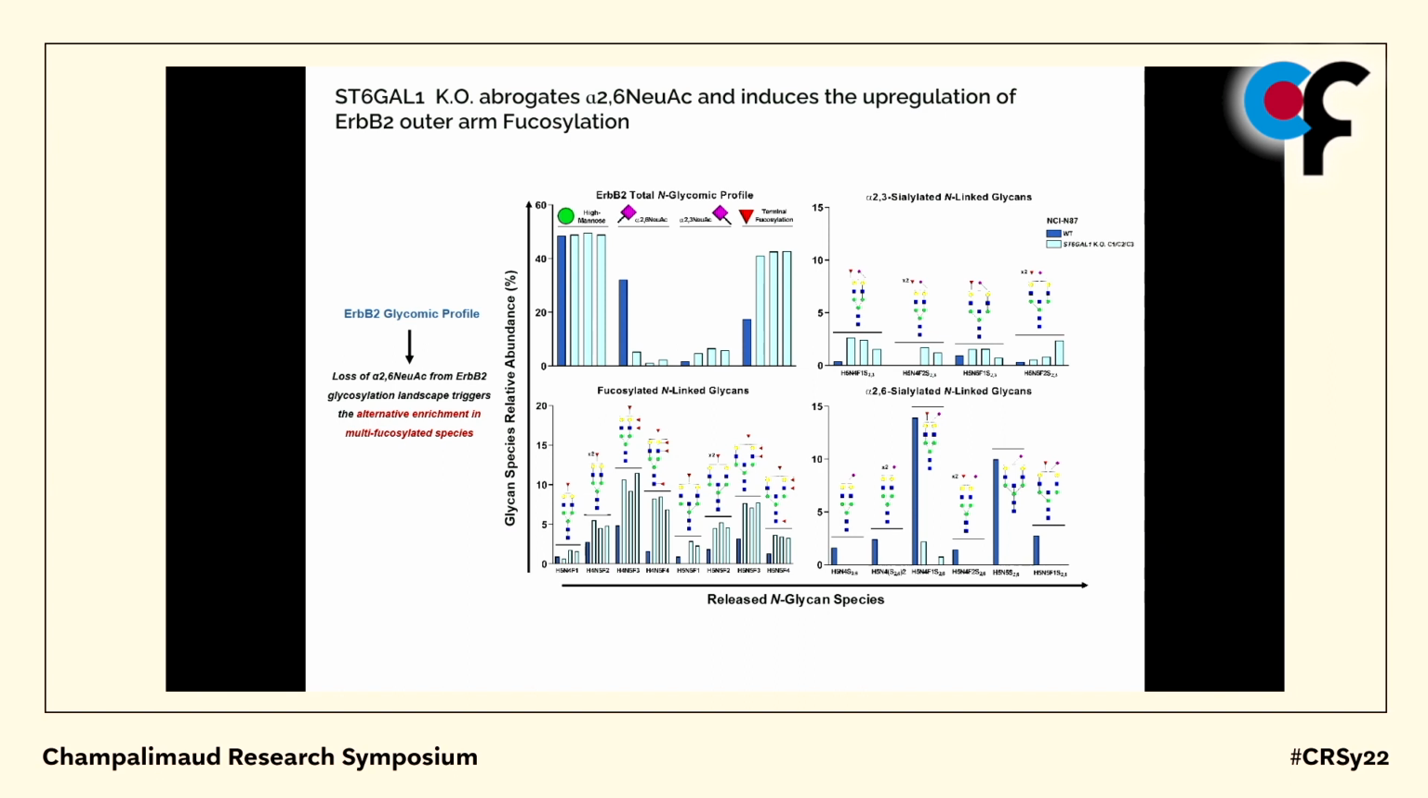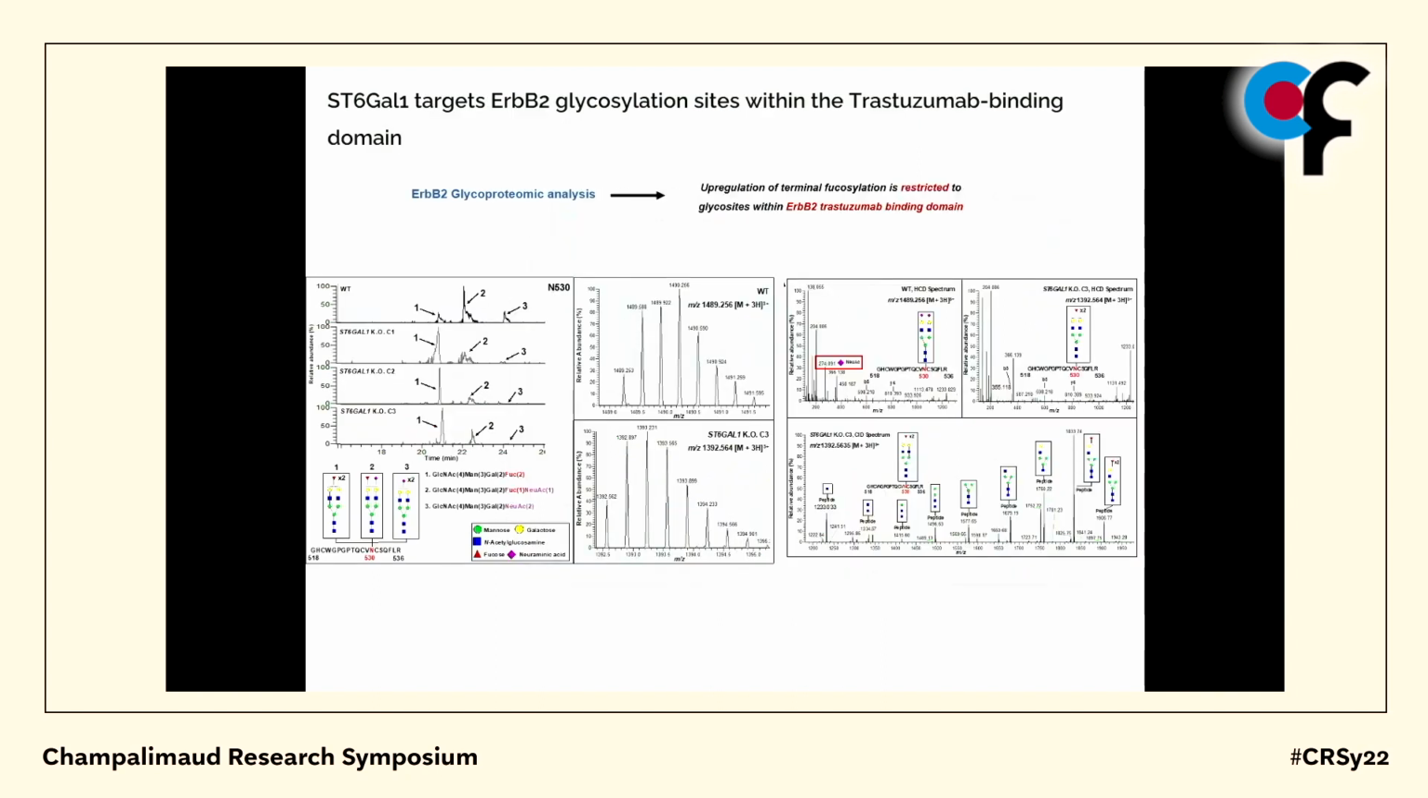In detailed analysis, we observed, confirming the increased alpha-2-3 sialylation in the clones compared with some of the species, and also, as I mentioned, an increase in fucosylated structures consistently in the different N-glycoforms present in ERB2. And as expected, a major reduction of alpha-2-6 sialylation because of the knockout of the enzyme.